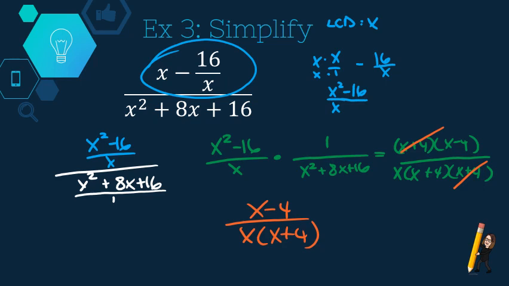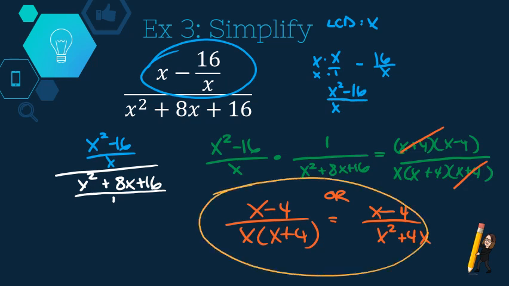That does not cancel anymore, because if I were to rewrite this, I'll accept either form, but if you feel a little better, you can distribute this, and definitely nothing would cancel there. Remember, you can only cancel factors, not terms. So that would be my simplified fraction.